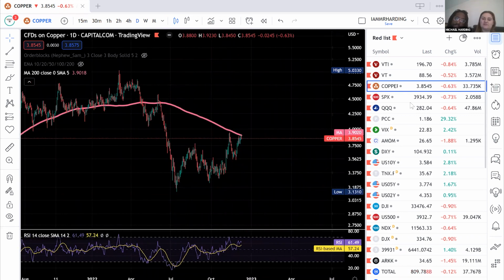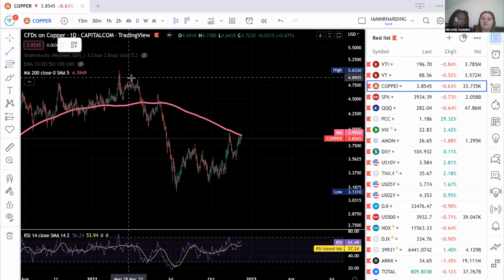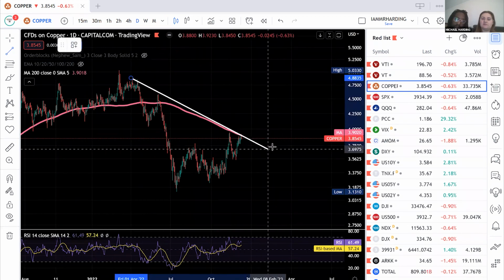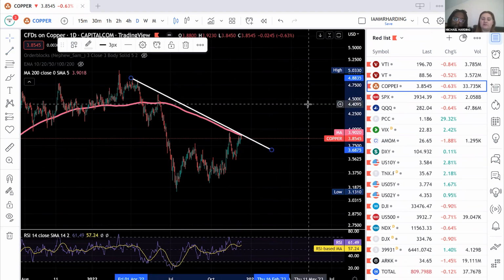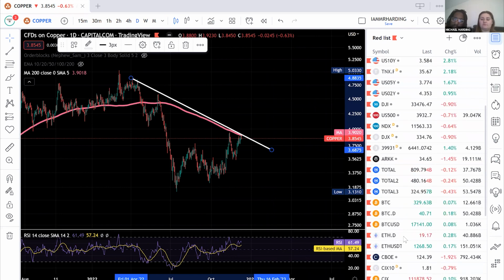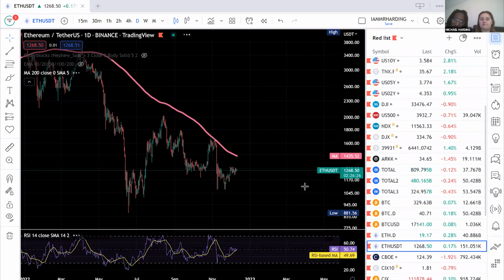And look how it's touched the 200 moving average. Yeah, as well. So this has got a similar, very clear downtrend. Super clear downtrend here, and it's touching that perfectly. So that's how that relates to that. But let's get back to crypto.